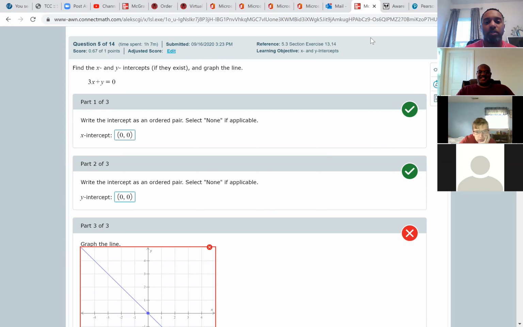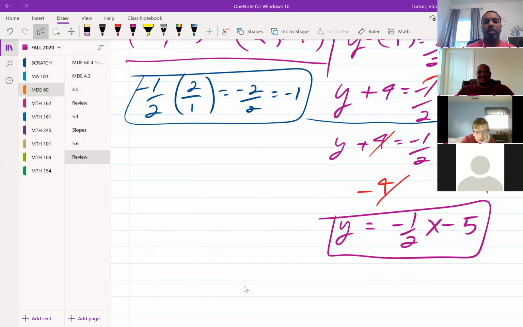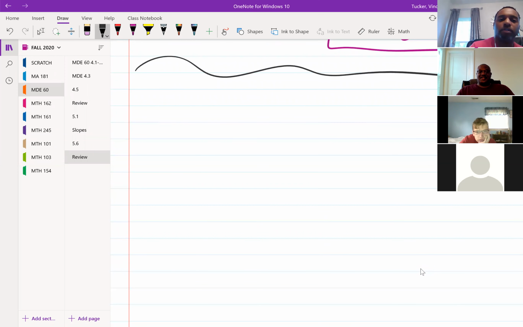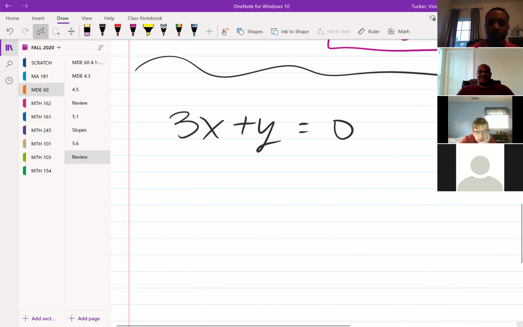No, no, that was fine. I'll show you. So this equation was 3x plus y equal to 0, I believe. Let me make sure. Yep. So 3x plus y equal to 0. So you were correct on your y-intercept, x-intercept is 0, 0.